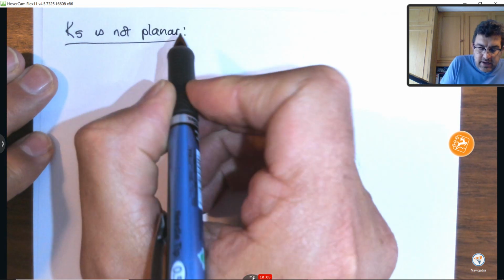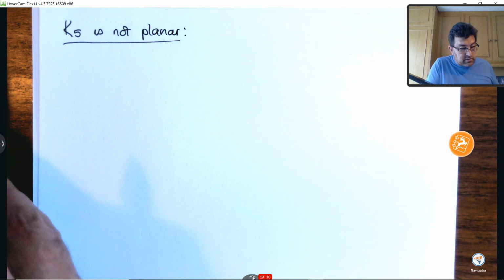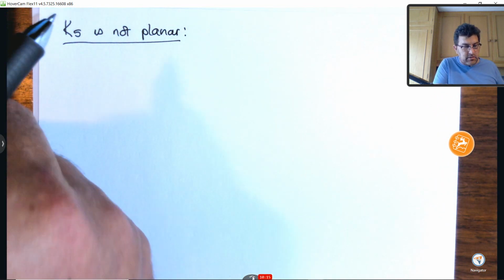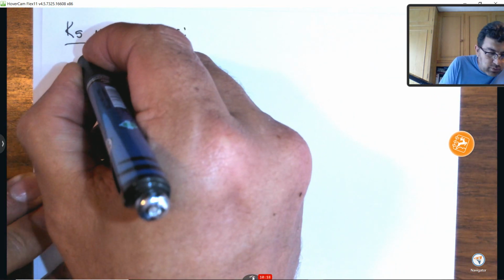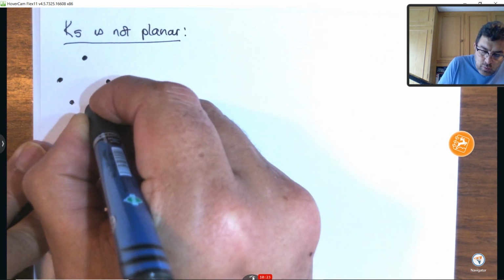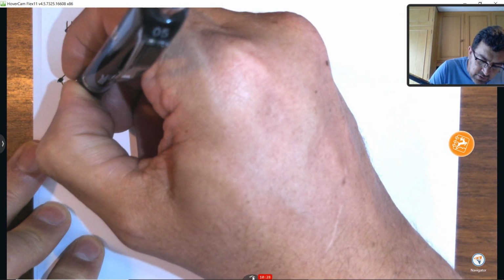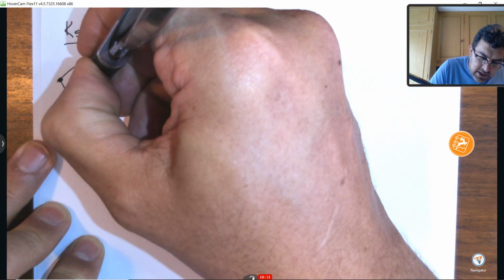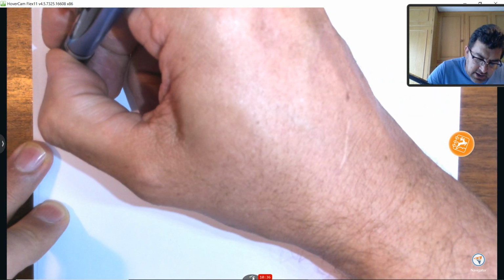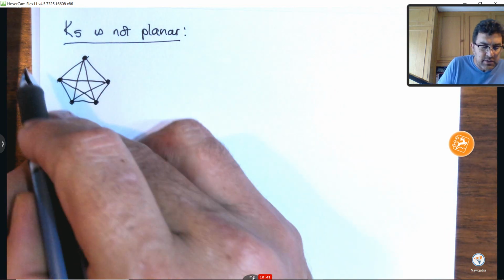Okay, what does K5 mean? It means it's a connected graph that has 5 vertices, a complete connected graph here. So what does it look like? It looks like this. It's a pentagon where each vertex is joined with every single other vertex. So that goes there, that goes there, this goes here, that goes there, and that goes there. That's the graph of K5.